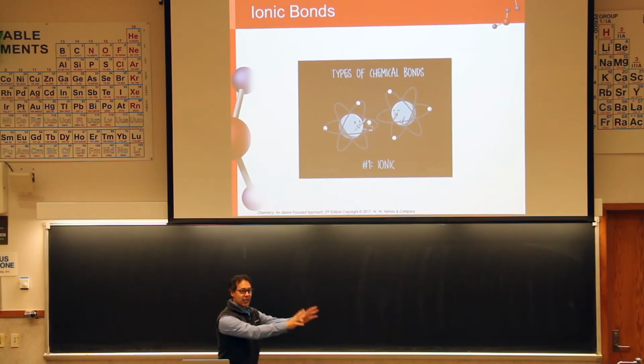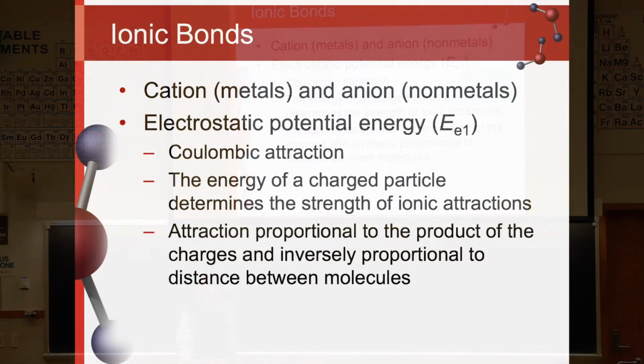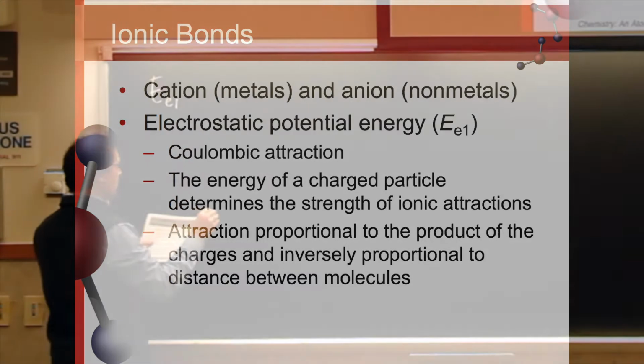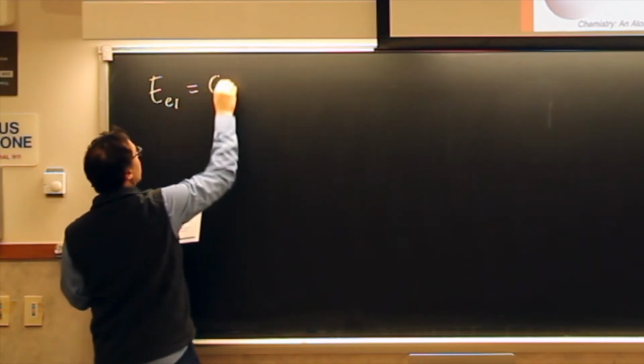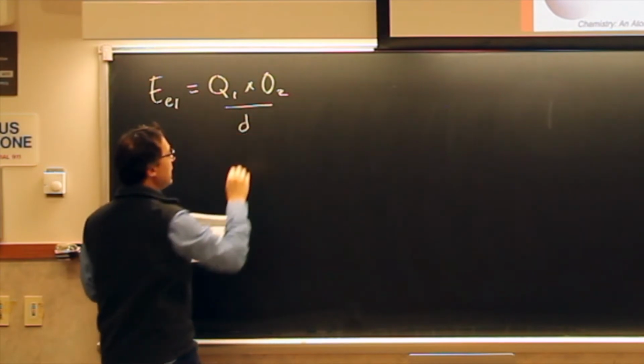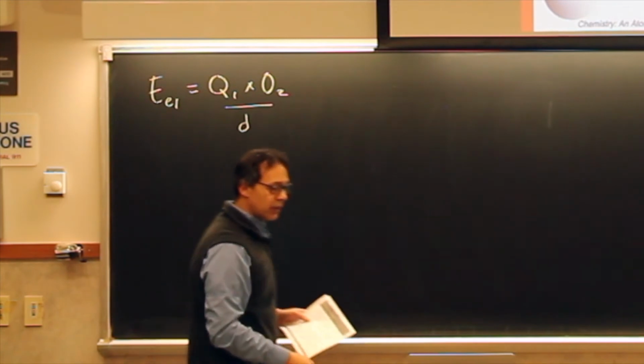So giving up electrons, gaining electrons, this is the definition of an ionic bond. And in an ionic bond, we have this difference in charge, and we call this an electrostatic potential. There's an equation for this. It looks like this. It tells us that our energy, our electrostatic potential here, is equal to Q1 times Q2 over D.